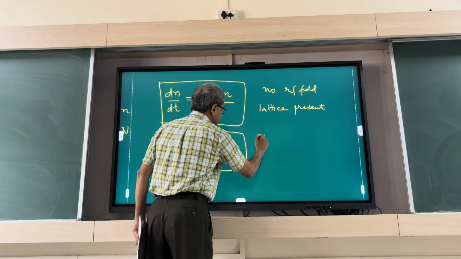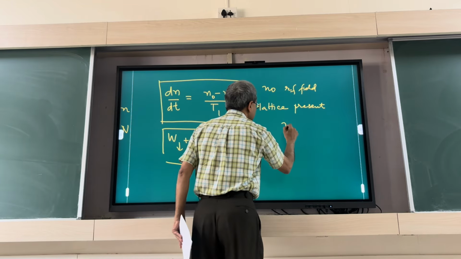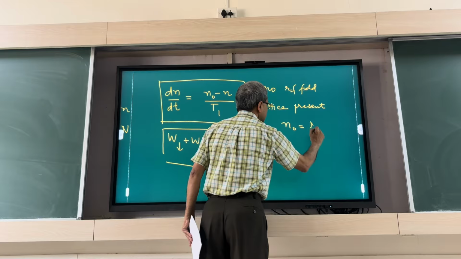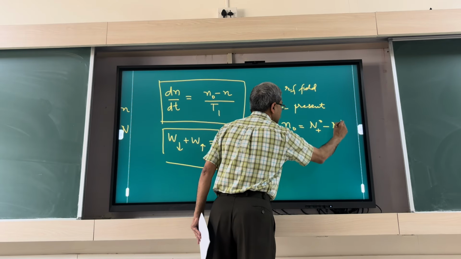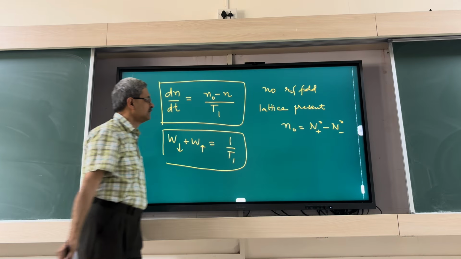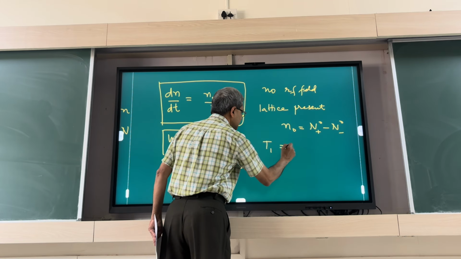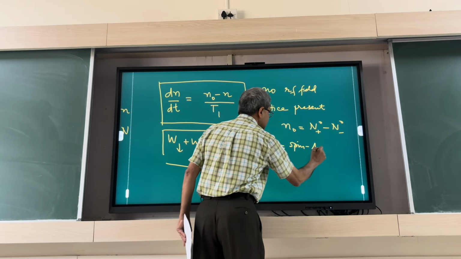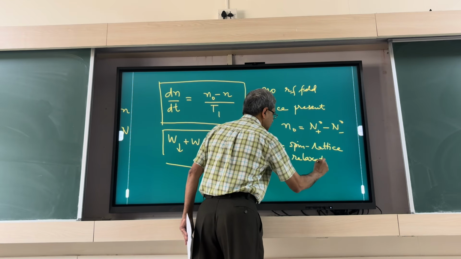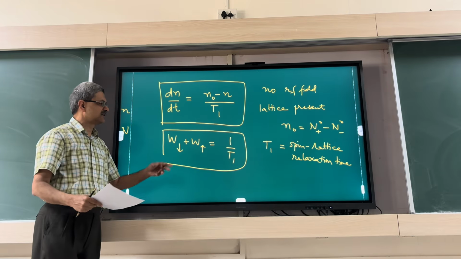So N naught is the equilibrium population difference, N plus 0 minus N minus 0. And N is the dynamic one. This T1 is called the spin lattice relaxation time. Or often the rate, 1 over T1, is the spin lattice relaxation rate.